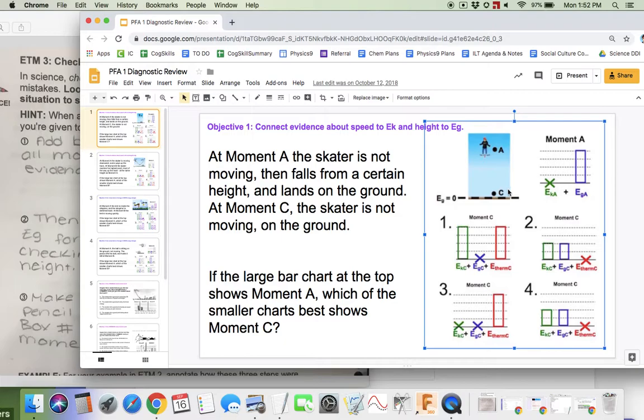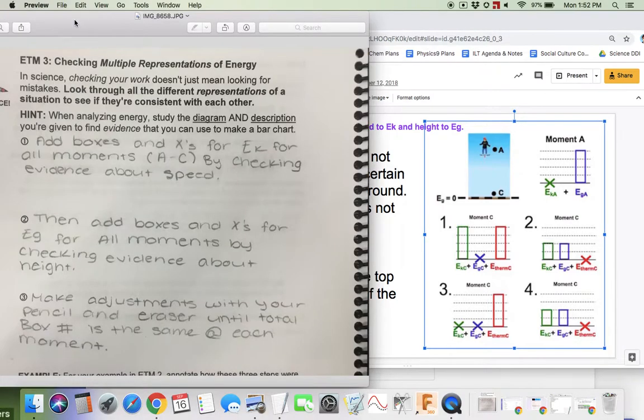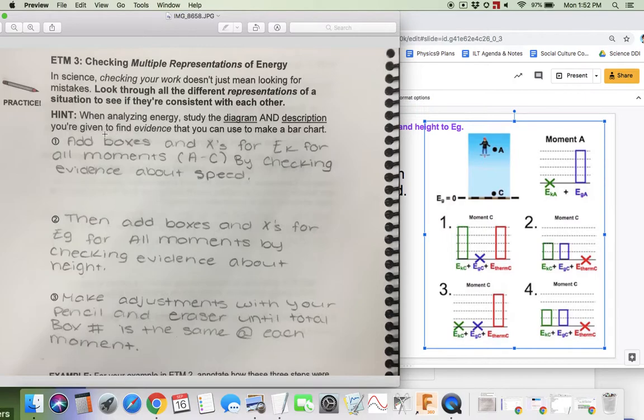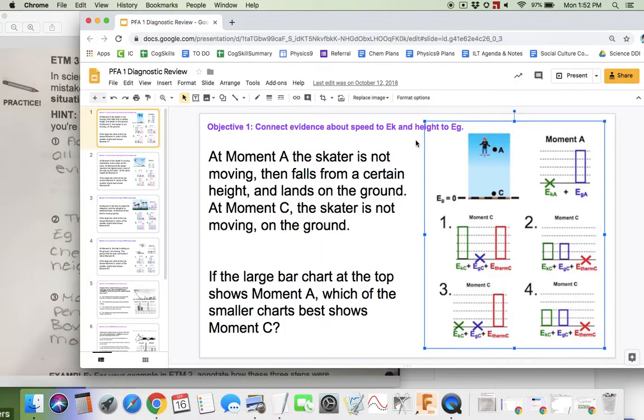Going over to these notes, which I talk about a lot, this is just a photograph of a student's notebook from last year. And notice step 1 says add boxes and X's for EK for all moments by checking evidence about speed. If you were to do just step 1 for this problem, if you had your notebook and you were reading it while you were taking the test, you would get this right by choosing option 3 because it's the only one that shows correctly how to use evidence about speed.